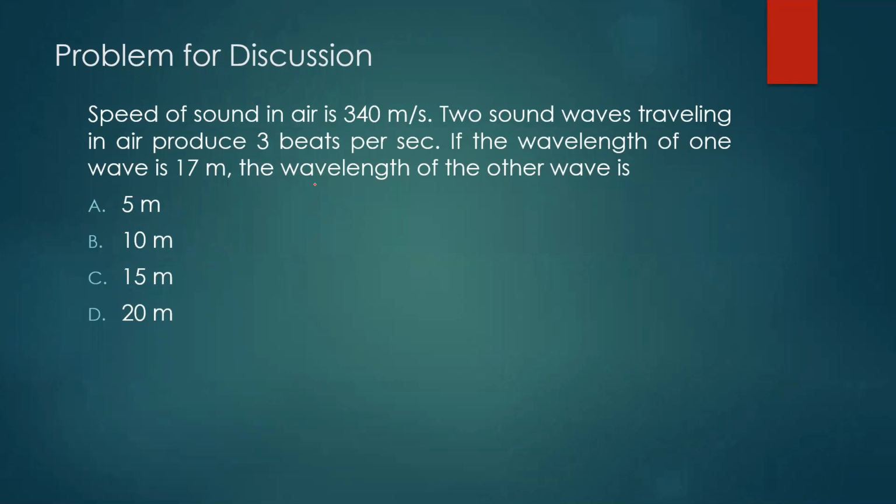If you look at the wave of wavelength 17 meters, the frequency is 340 by 17, that is 20 hertz. Now, because the beats is 3, you need either 23 hertz or 17 hertz. So that is possible. If you take a wavelength of 20 meters, you will get a frequency of 17 hertz and the beats will be 3 per second. Very good.